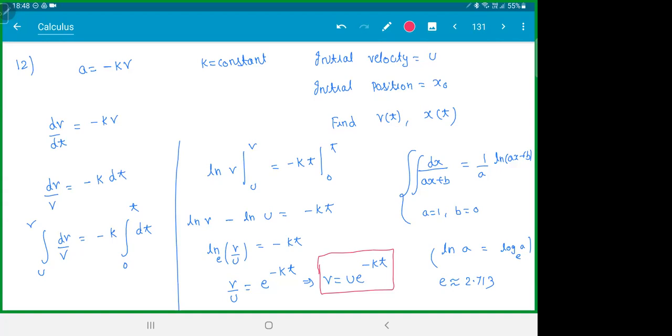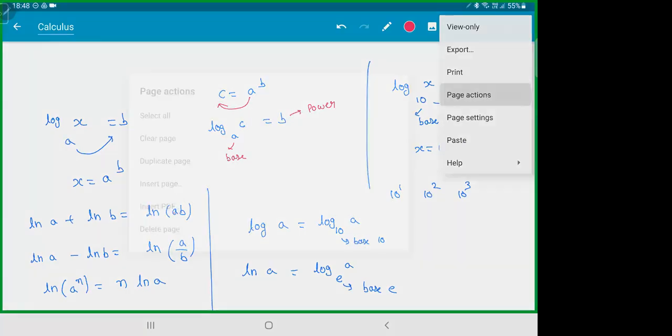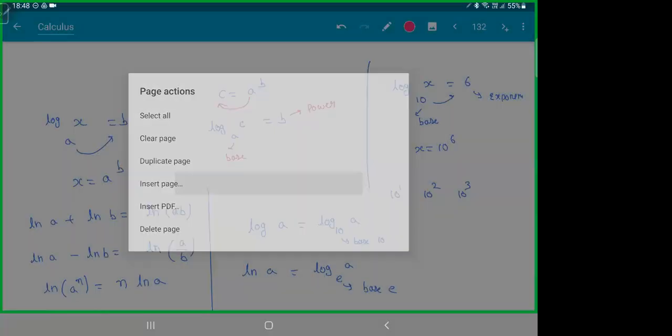U into e power minus kt, let's see. So we got V is equal to U into e power minus kt. This can be written as dx by dt is equal to U into e power minus kt. So dx will be U e power minus kt into dt. Integrate this on both sides.